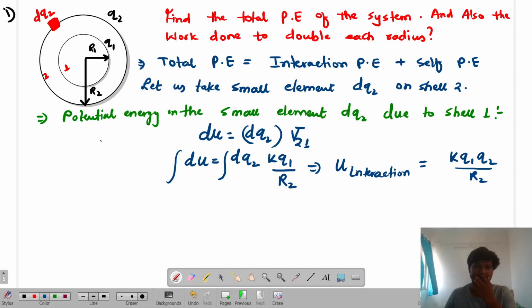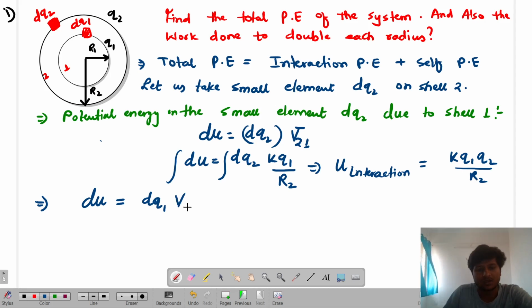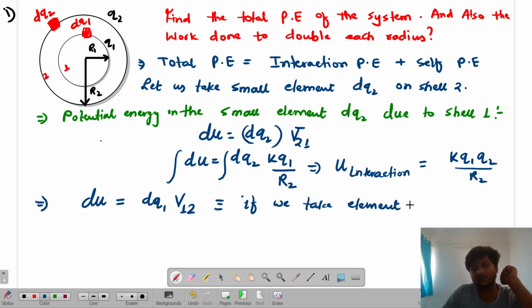समझ में आया? अगर तुम let us suppose even took the particular small element on the inner surface, then you would be required, अगर मान लो देखो जैसे अगर मान लो इनर सरफेस पे ले लेता dq1 है ना, तो पोटेंशियल का फॉर्मूला क्या आता है? सिंपल, du will be dq1 but potential on 1 due to 2 or not। Yeah, so this is the equation. Means you can say this is the equation if we take element of cell 1.